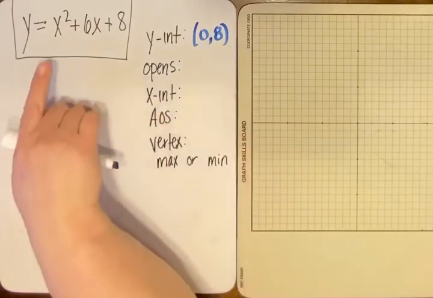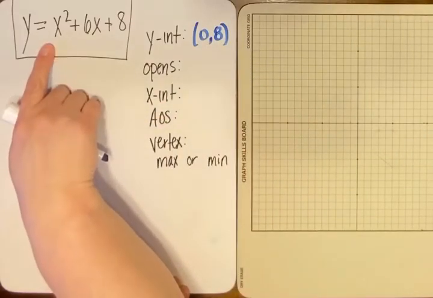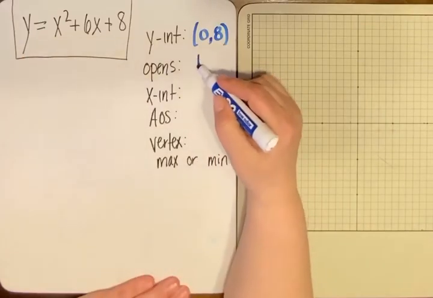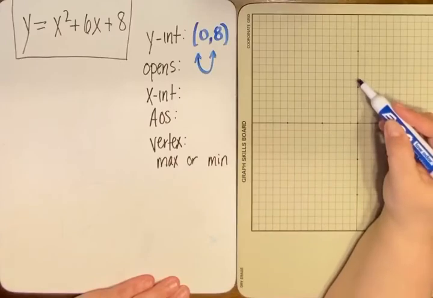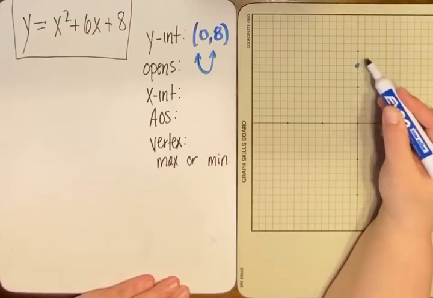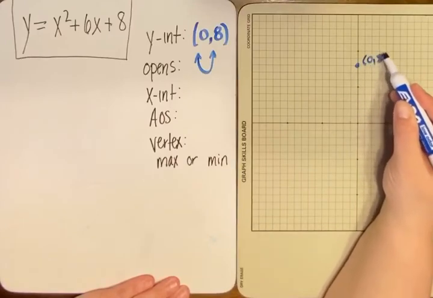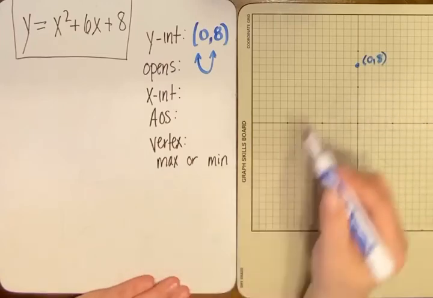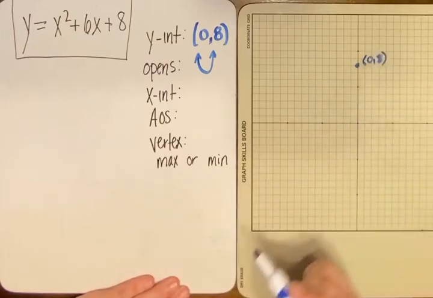We also know, because our a value is a positive 1, that this parabola would open up. So those are two pieces of information that we have right now to place on our graph. We have our y-intercept and we know the shape of the parabola.